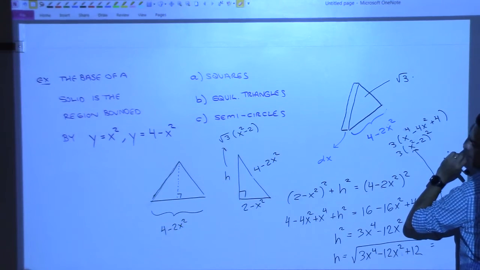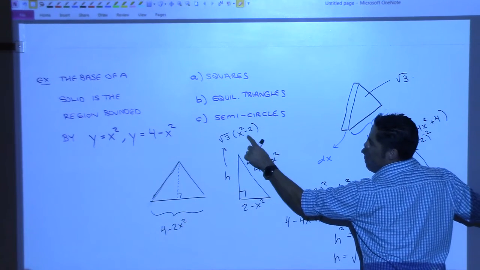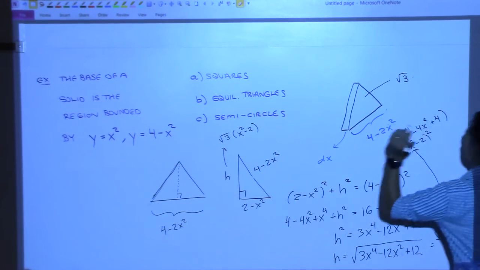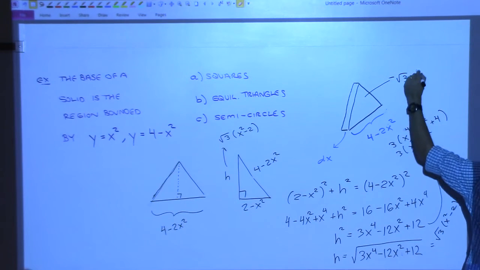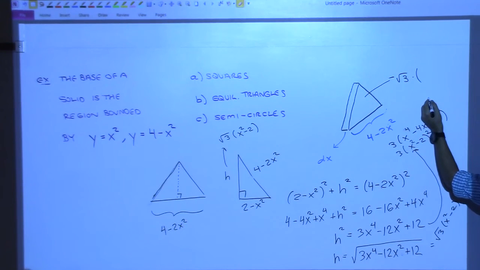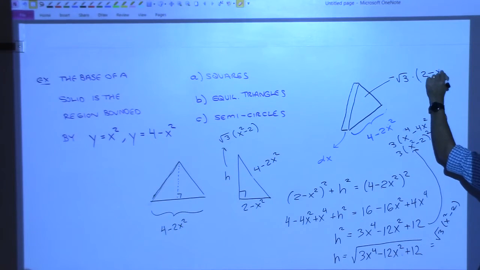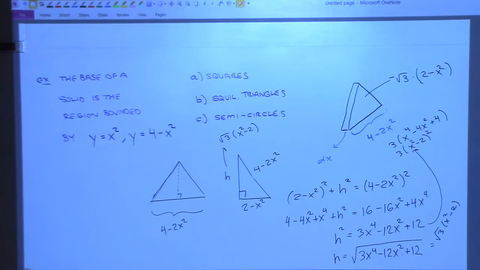I'm going to do it the other way. I'm going to take a negative out of this one. That doesn't matter. So put a negative here. Which one do you want it out of? Take a negative out. 2 minus x squared. Okay.